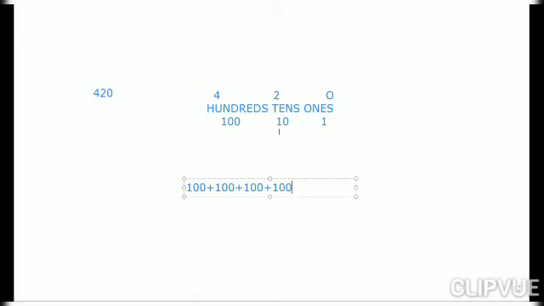2 times 10, you need to add. So again, plus 10, plus 10. 2 times add 10, and this became 420. 100 plus 100 plus 100 plus 100, 4 times 100, that will be 400, and 2 times 10, because 2 is on tens place. So that's why 100 plus 100, and that will become 420. This is the method how you are going to write down in your textbook.